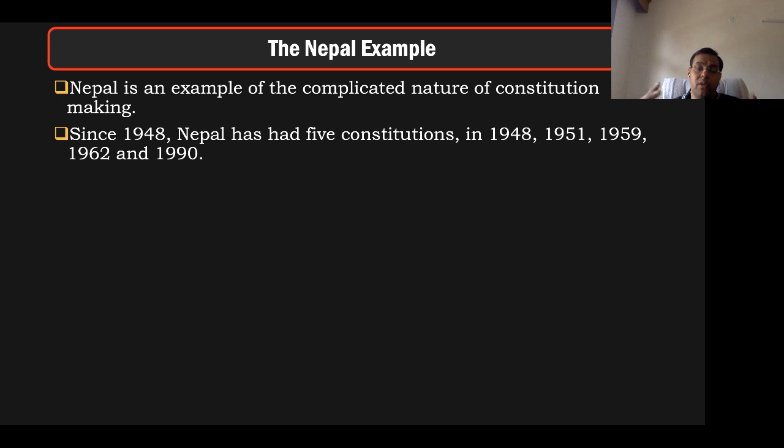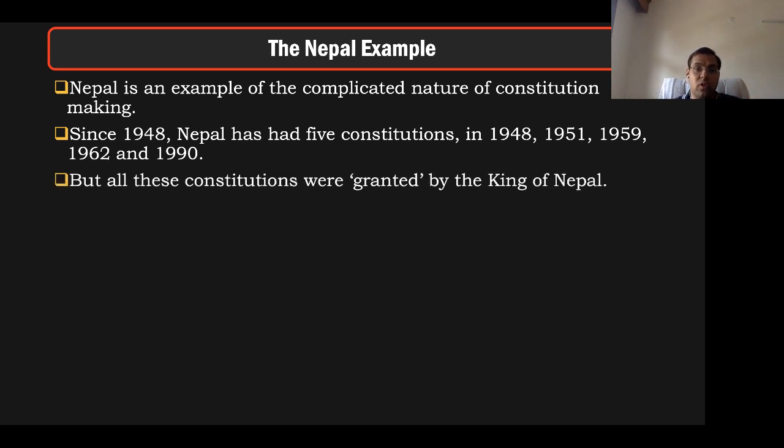So, which is why they had to rewrite the constitution. They had 5 constitutions. But all these constitutions were granted by the king of Nepal. So again, it's an authoritarian approach. If the king would state that from tomorrow we'll have a new constitution, have you asked the people?